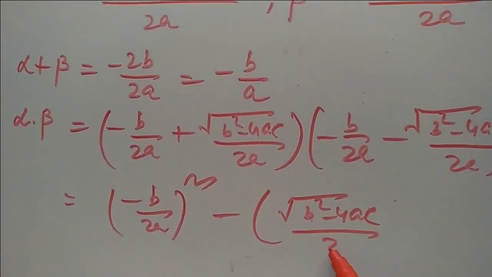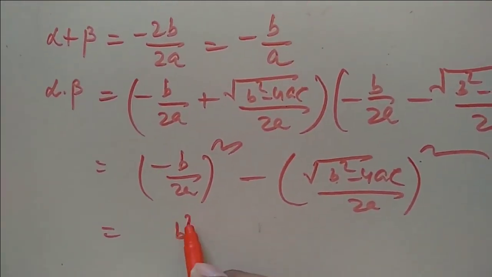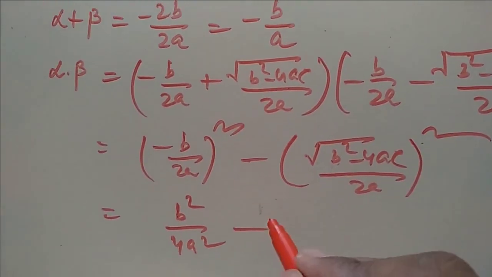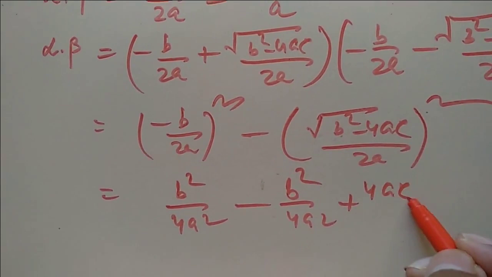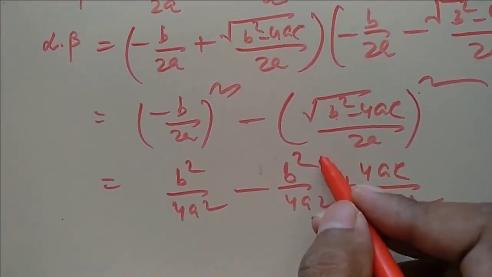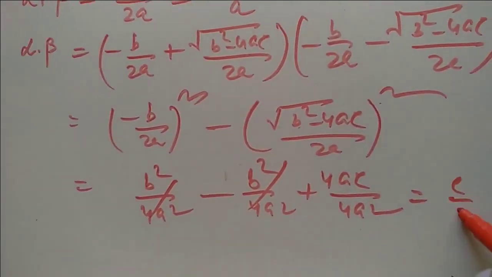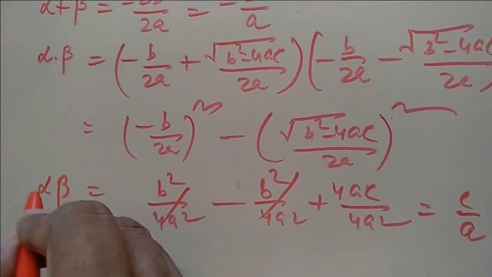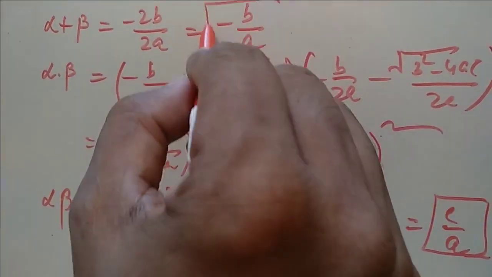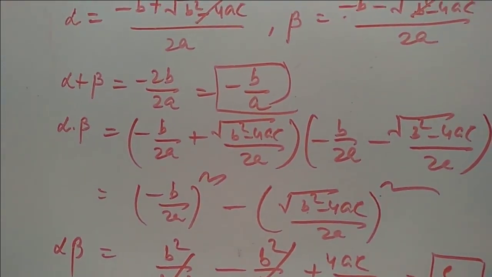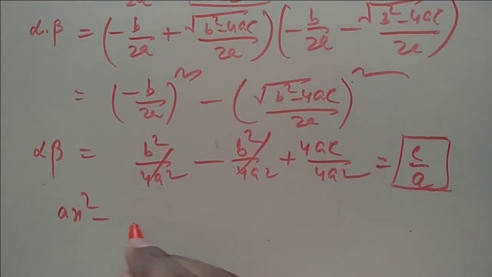So b square over 4a square plus b square over, by 2a whole square. So now this will become b square over 4a square minus b square over 4a square plus 4ac over 4a square. I have separated the denominators, I have skipped one step, and then I find these two are taking the form of c by a. So you got alpha plus beta as minus b by a and alpha beta as c by a. Now just look at the basic equation.